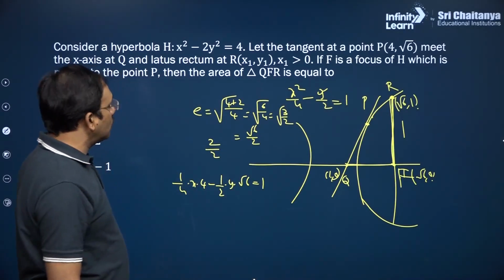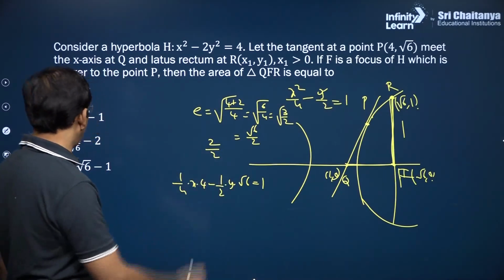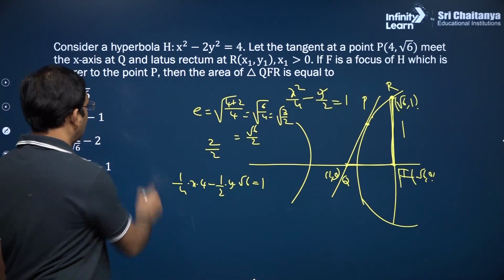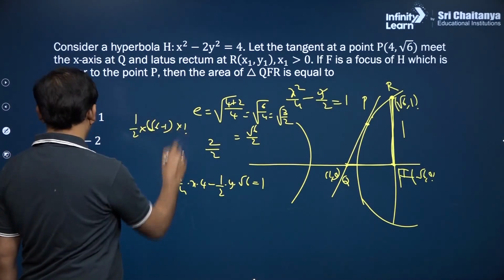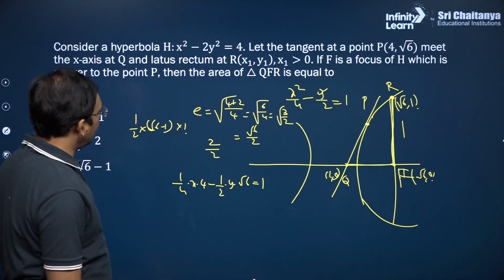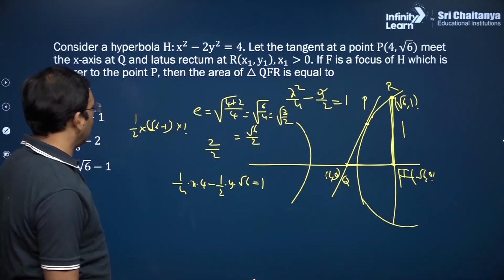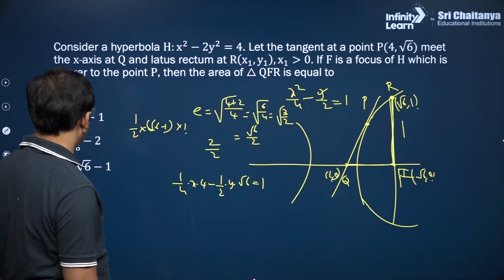So you know this distance and this distance now, this height is 1, this is also 1, root 6 minus 1 here, root 6 minus 1 is the distance. So half into root 6 minus 1 into height is 1. So this is the answer my dear friends. So triangle Q, this one is the answer.